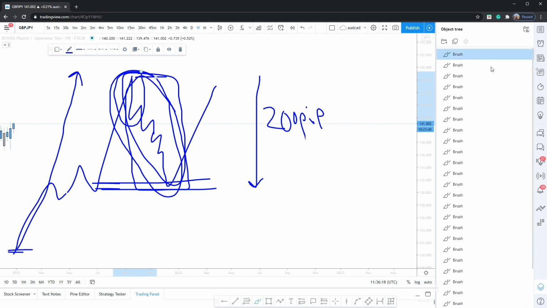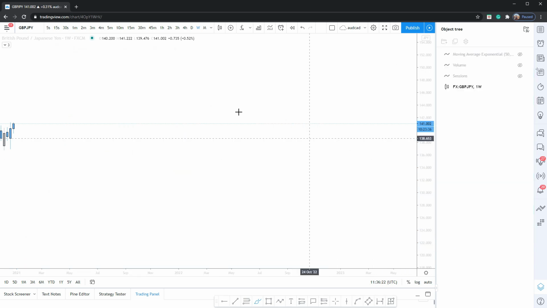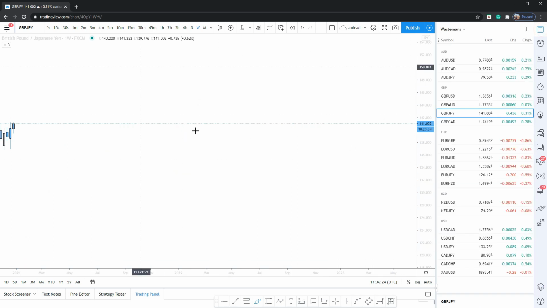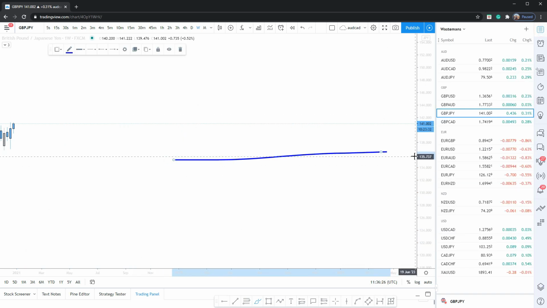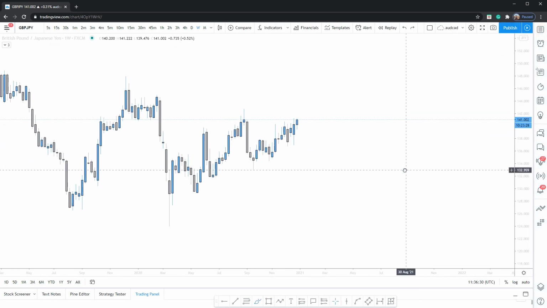So I found a quicker way to actually get rid of my brushes as well. There you go. There's another way. Someone said if you hold control and then highlight them, then you can do it. Oh gosh, and you can get rid of all of them. But I'll try that actually. I haven't tried that yet.